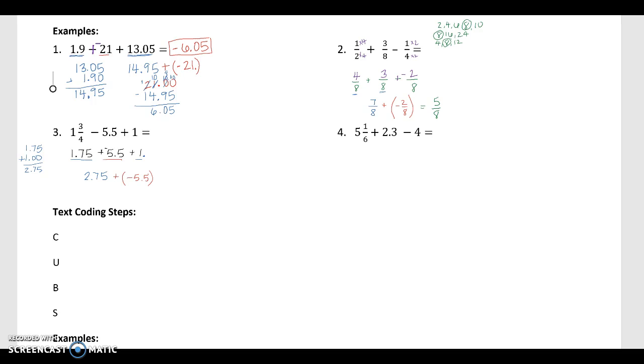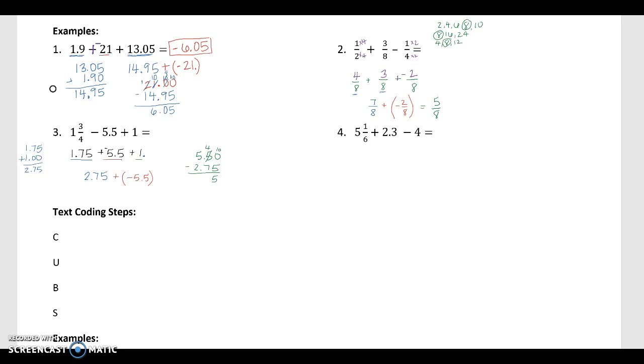Okay, so I see different signs, so I'm going to go ahead and subtract. So I have 5.5 minus 2.75. I'm going to go ahead and fill in a 0. And I have a 0 up top, so I have to borrow. 5 minus 1 is 4. I have 10. 10 minus 5 is 5.